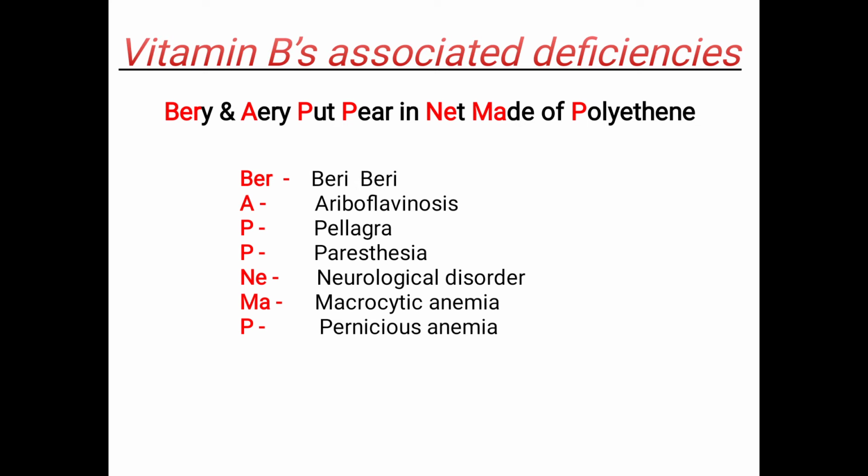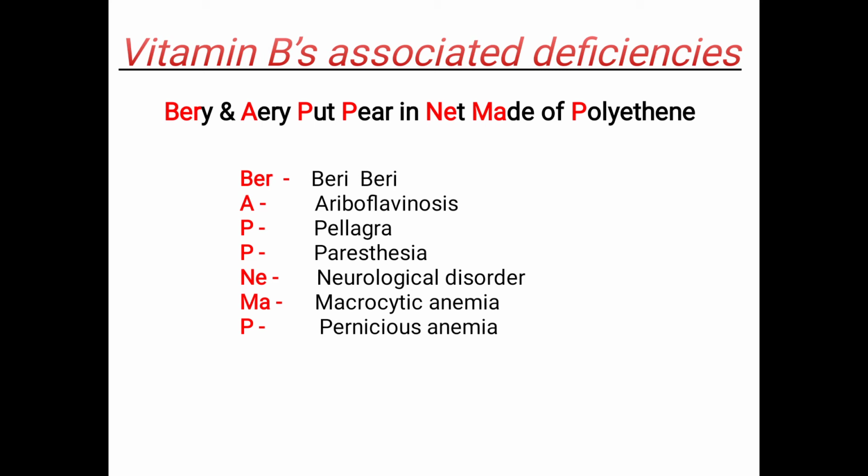So the BER, I have made a very easy one so that you can directly associate it. BER stands for beriberi, which is a deficiency disease associated with vitamin B1, which is thiamine. Then A stands for ariboflavinosis, which is associated with vitamin B2, riboflavin. P stands for pellagra. Pellagra is associated with niacin, vitamin B3. Then we have P standing for paresthesia. It's associated with vitamin B5, pantothenic acid.